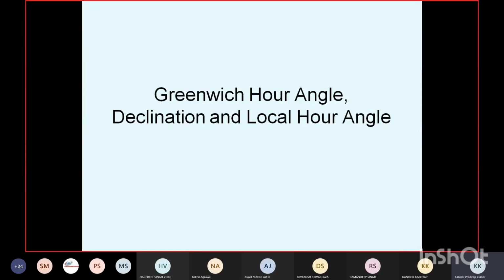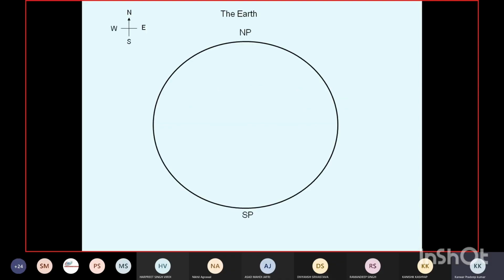Understand. That is my motive. You must understand, because I know this is a very important chapter and a very important time. If you understand celestial sphere and time, then all your problems are solved. So okay, let's go to the animation once again.